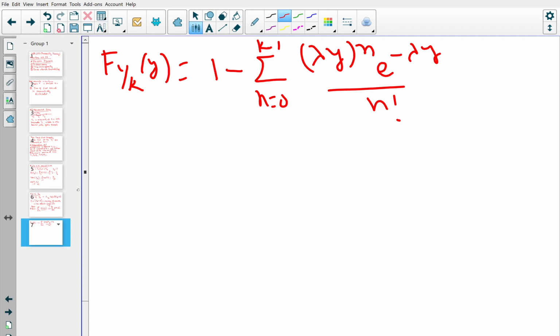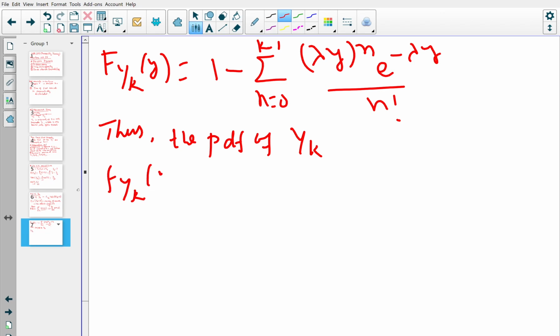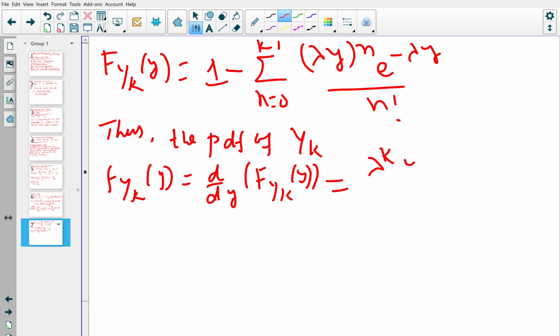And hence you can find the PDF of Y_k, which is given by d/dy of F_{Y_k}(y). Now you can do the integration easily. Sorry, you can do the differentiation easily. After doing the differentiation, the answer will be simple: lambda power k times y power k minus 1 times e power minus lambda y, divided by factorial k minus 1, right? This is just homework. You can easily do this homework.